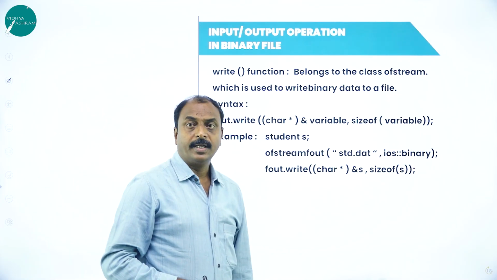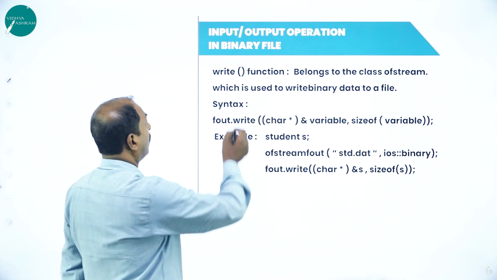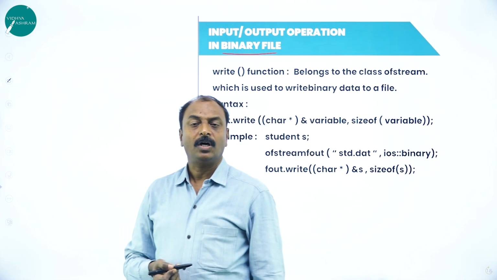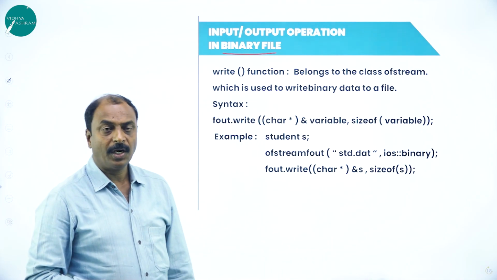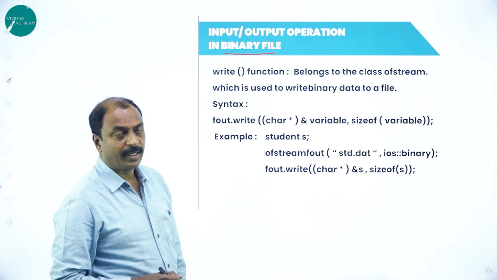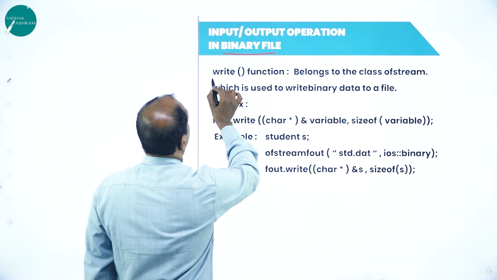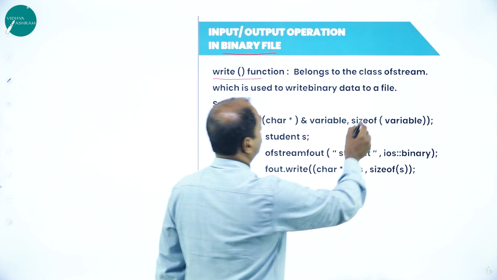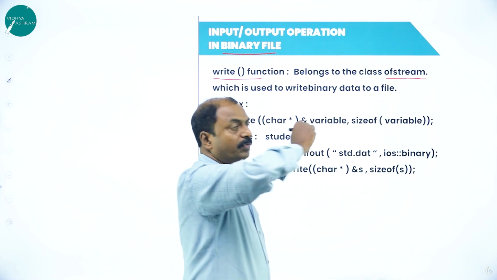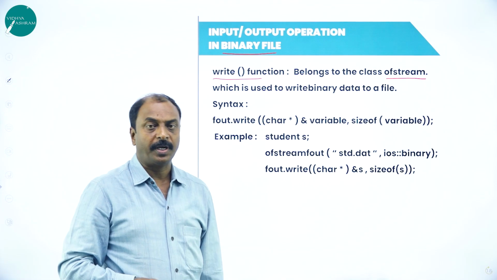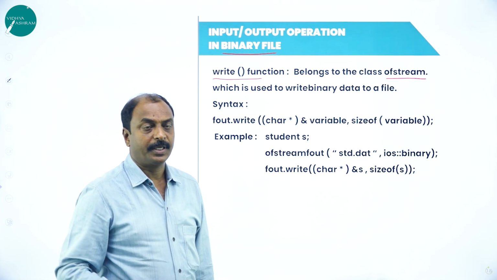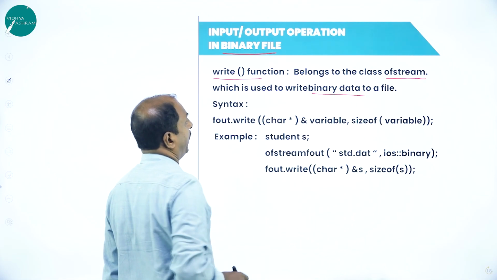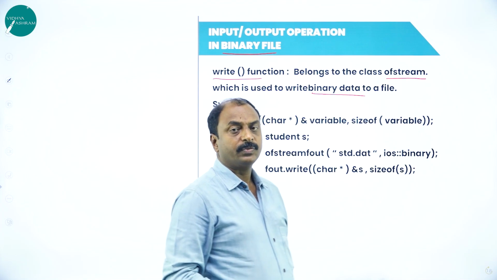Now similarly, next one is input operation on binary file. What we have seen in our previous slides was operations on text file. Now it is operations on binary file. Here we are using the write function. The write function belongs to the class ofstream. You know that ofstream stands for output stream, used for output operations, and it is used to write binary data to a file.